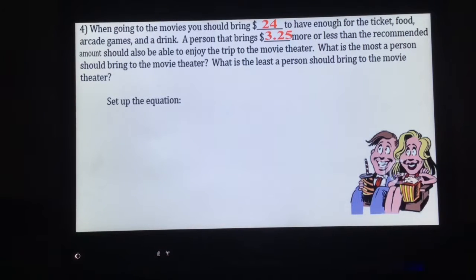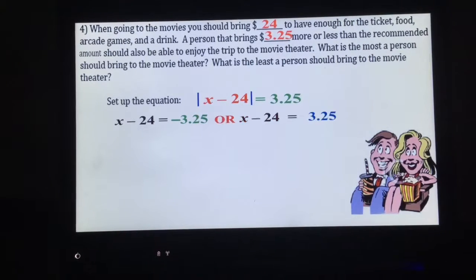All right, so here's the setup. Again, we have to take x and subtract the goal, so that's x minus 24. Step 2 is to put absolute values around it. And step 3 is to set it equal to the more or less factor, which is 3.25. The absolute value is by itself, so we can go ahead and split them. So we have x minus 24 equals negative 3.25, or x minus 24 equals 3.25, positive and negative, okay?